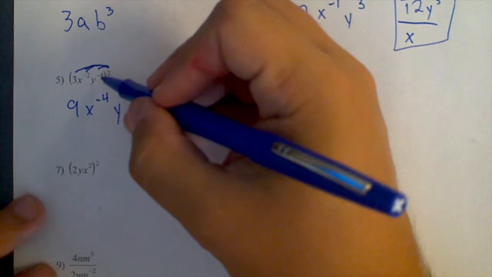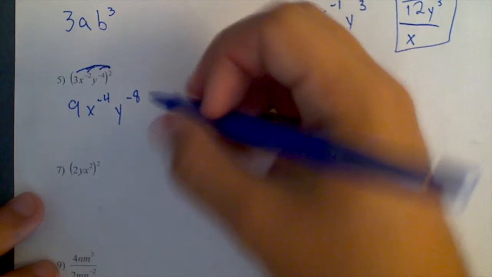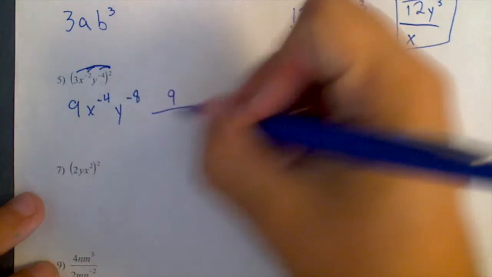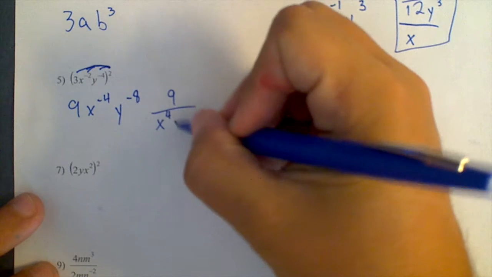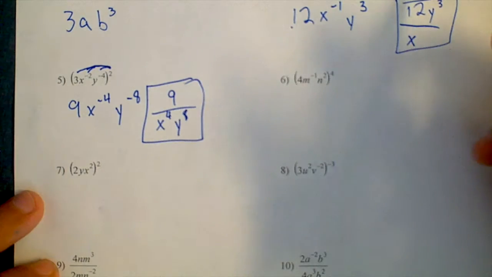Same thing with the y. Negative 4 times 2 is negative 8. Same negative exponent rule. The negative exponents will move to the bottom and become positive. So 9 divided by x to the fourth, y to the eighth.